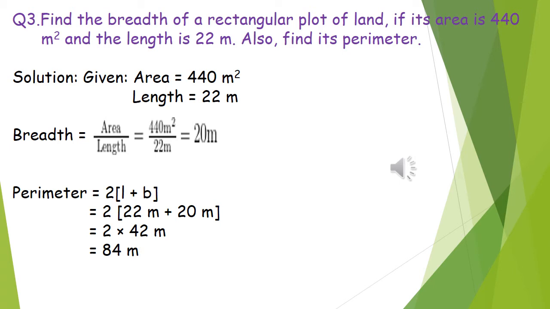So length is 22 meter, the longer side, and breadth is 20 meter. We know the formula for the perimeter of a rectangle, that is 2 into (L plus B). So 2 into (22 plus 20), we are replacing the values of L and B. That is equal to 2 into 42 meter, that is 84 meter.